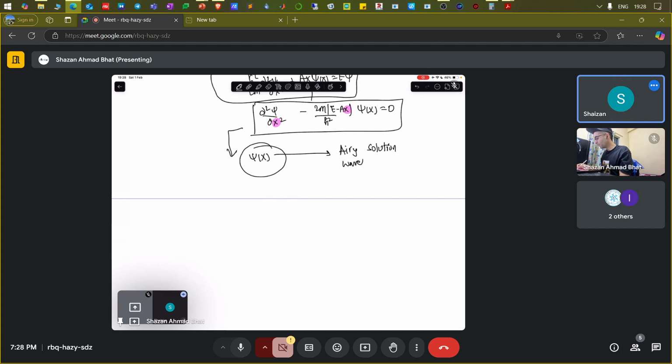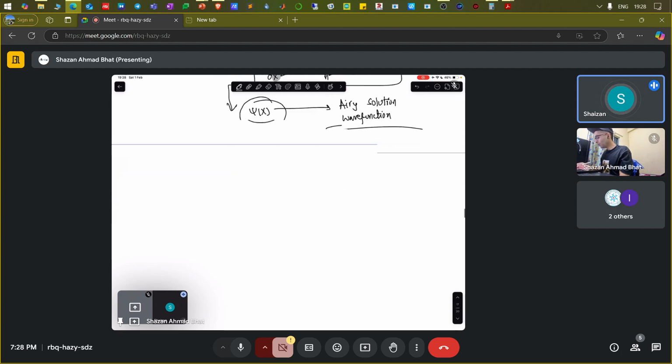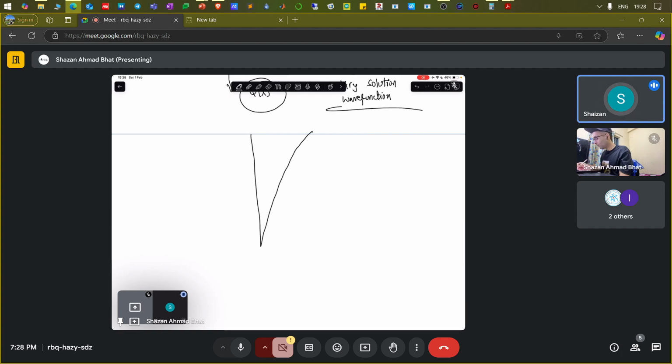Airy wave function solution. It's just the name of that solution. But the important thing is, how does that look? If this is a triangular well, this is infinitely huge, and this is the linearly varying well towards the gallium nitride.